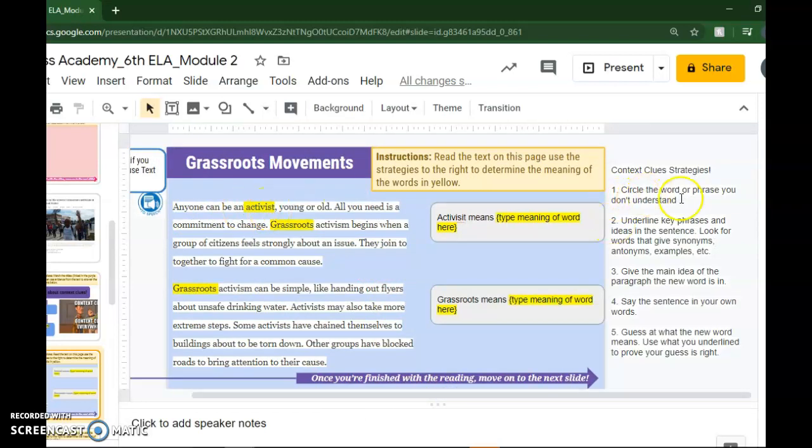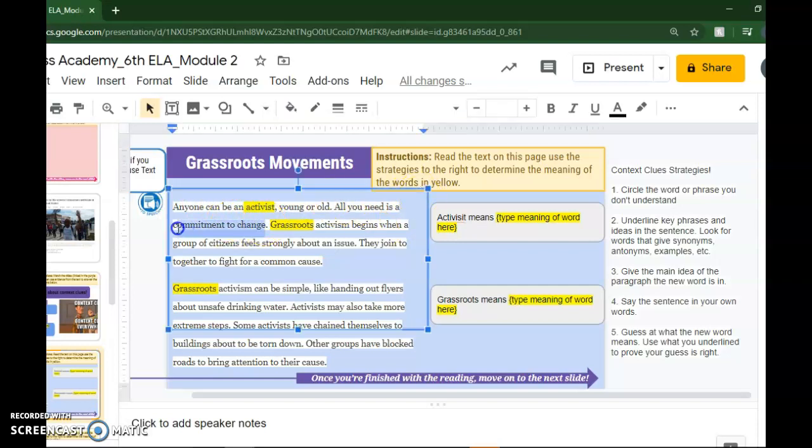So first, circle the word or phrase you don't understand. We've already highlighted it, so that part's done. Underline key phrases and ideas in the sentence. Look for words that give synonyms, antonyms, or examples. So I'm seeing it says, okay, anyone can be an activist, young or old. All you need is a commitment to change. I'm going to underline this because I think that means that activists must have something to do with wanting a commitment to change.